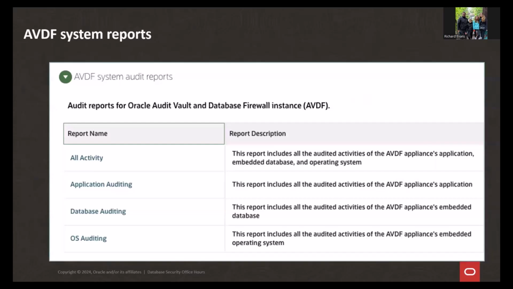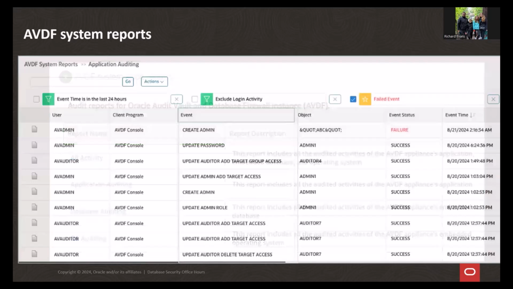Okay, so this is how AVDF system reports look. There's a new section called AVDF system audit reports. In that you have all activity, application auditing, database auditing, and OS auditing. If you read their description, there are AVDF appliance application audit reports, AVDF appliance embedded database audit, and AVDF appliance embedded operating system audit reports.